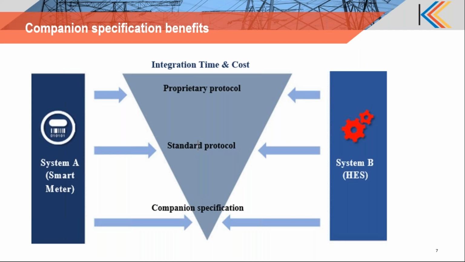So the integration time and cost is highest in the case of a proprietary protocol. That is very clear. And it comes down when the protocol is changed to a standard protocol like, say, DLMS or ANSI C12. But still, as I gave some examples, just using a standard protocol, even if it is DLMS, may not be sufficient. That might even have some interoperability issues. So making a tailor-made companion specification of DLMS, which is suitable for a particular utility or project, will give the maximum benefits of the standard.